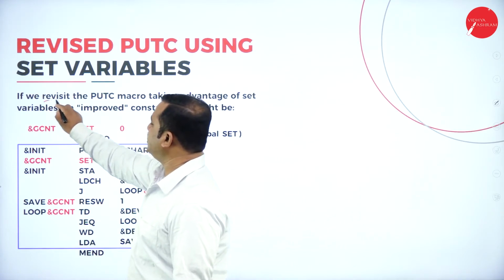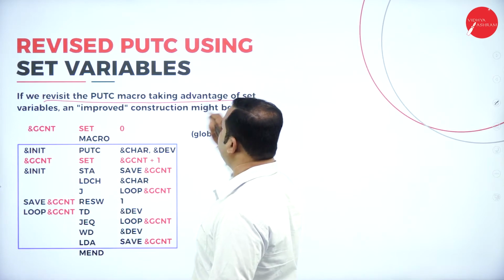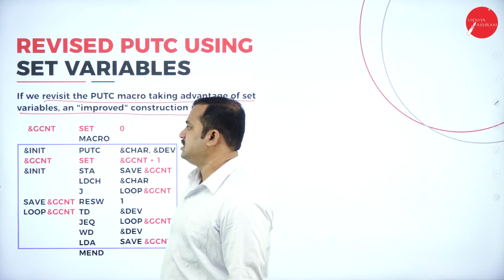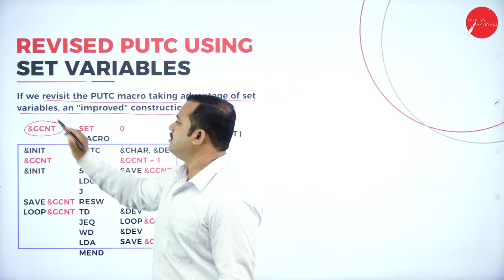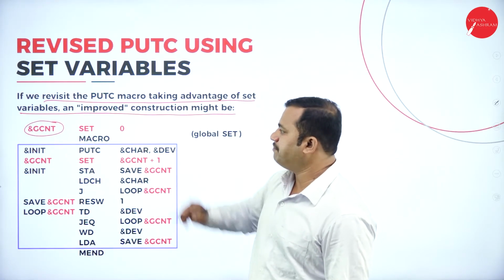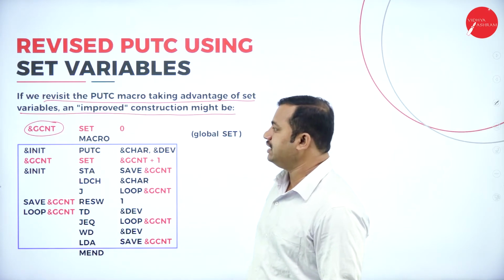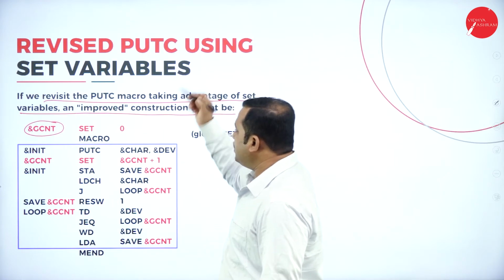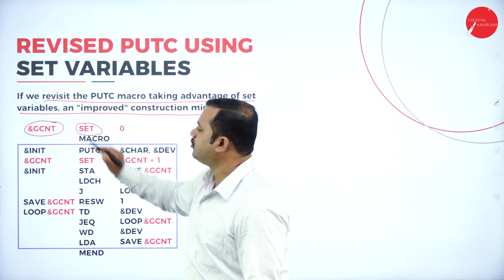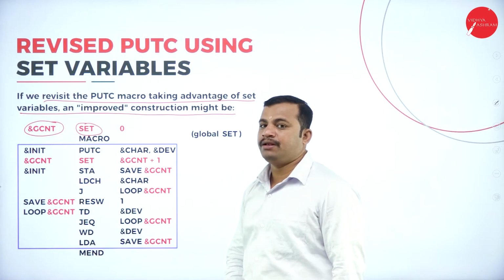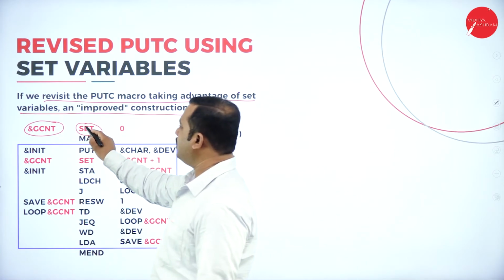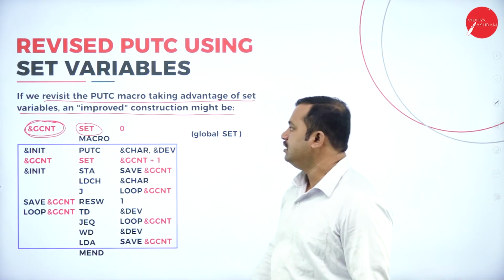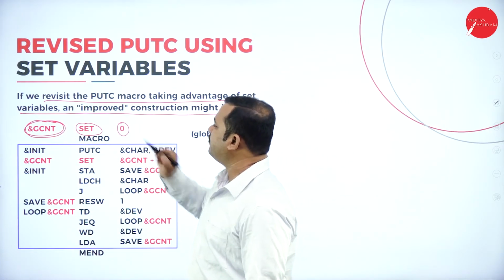If we revisit the PUTC macro taking advantage of set variables, an improved construction might be like this. We have the set variable with the symbol ampersand GCNT. That means count. We have the global set variable. What is the meaning of global set variable and local set variable?